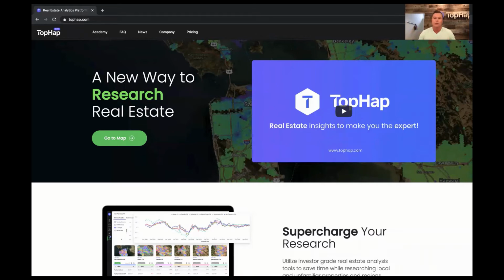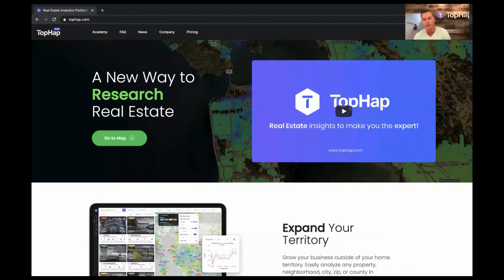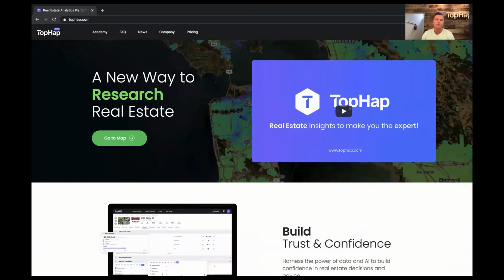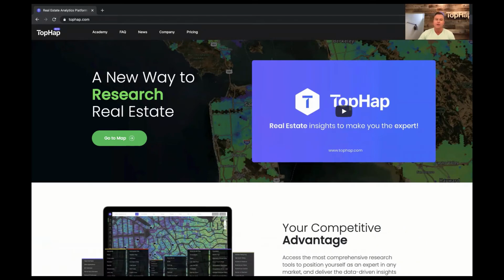And that's how TopHap was born. TopHap stands for Top Homes and Properties. And what this allows you to do is become a market expert of any market in the state of California and soon to be nationwide within minutes, not years, but minutes of just sitting on the platform, having a cup of coffee, and having all of the answers that either you or your clients have available to you at your fingertips.